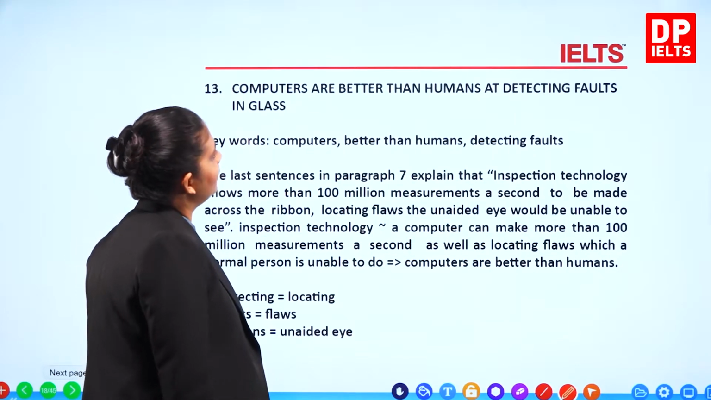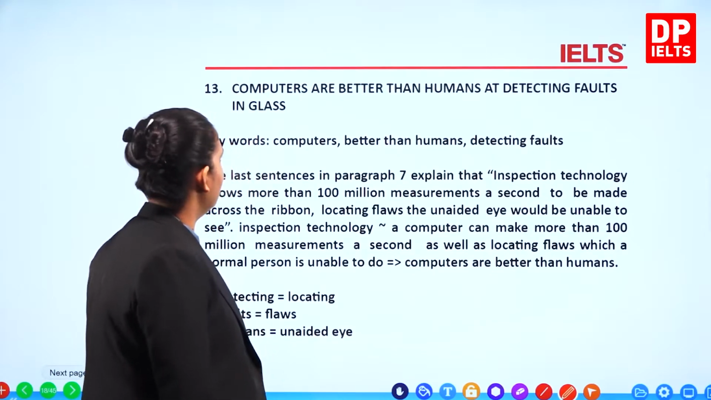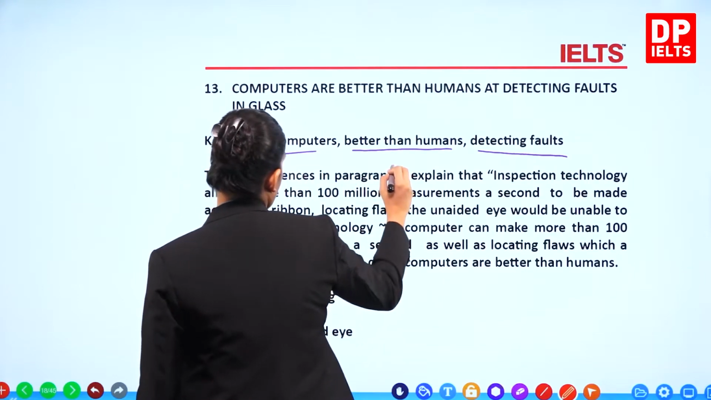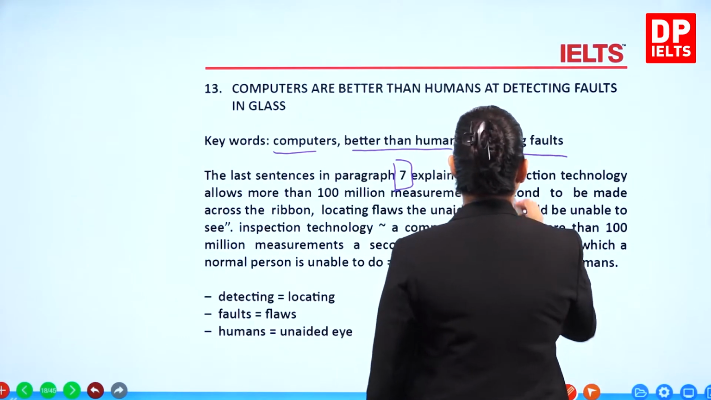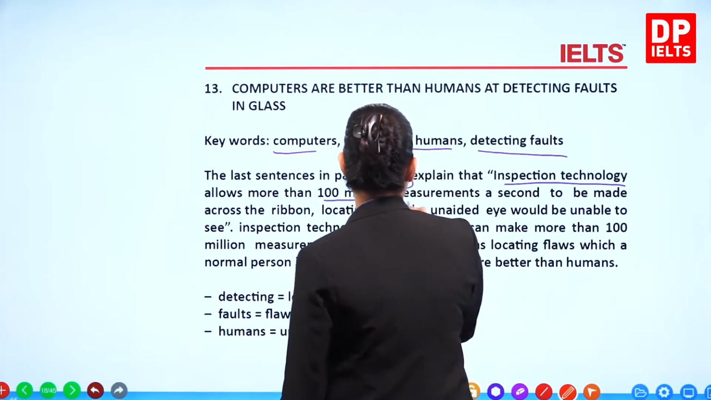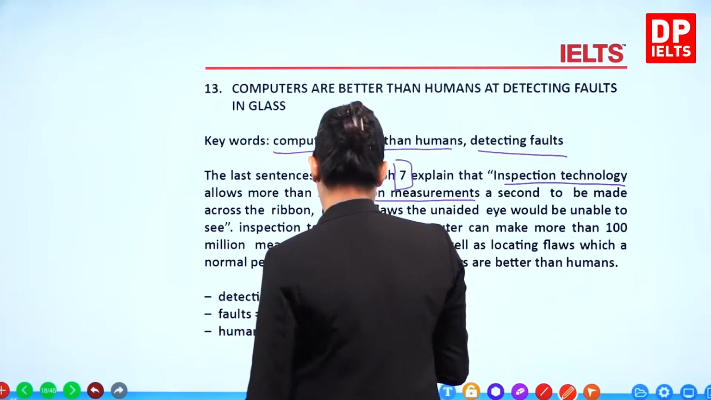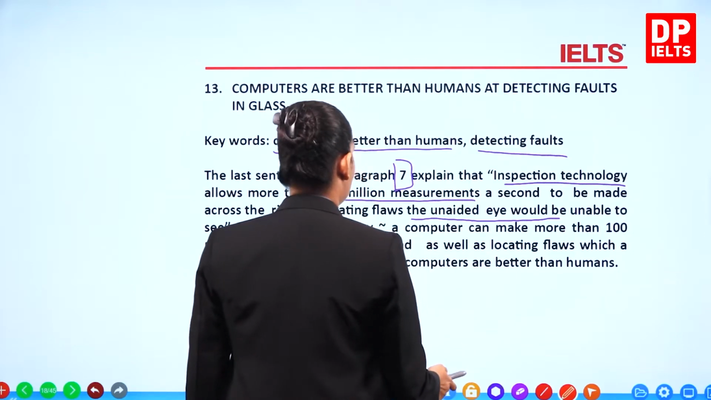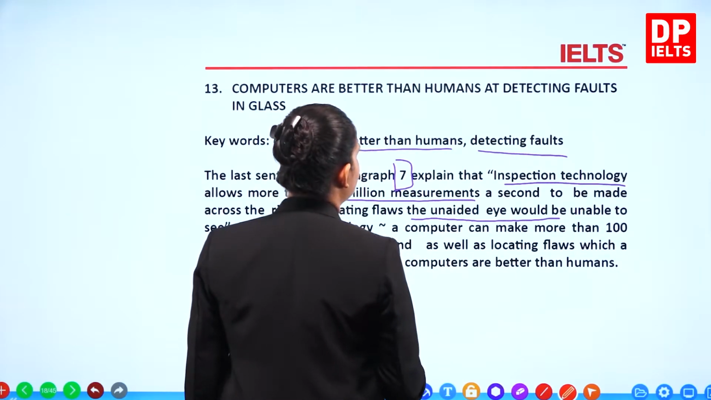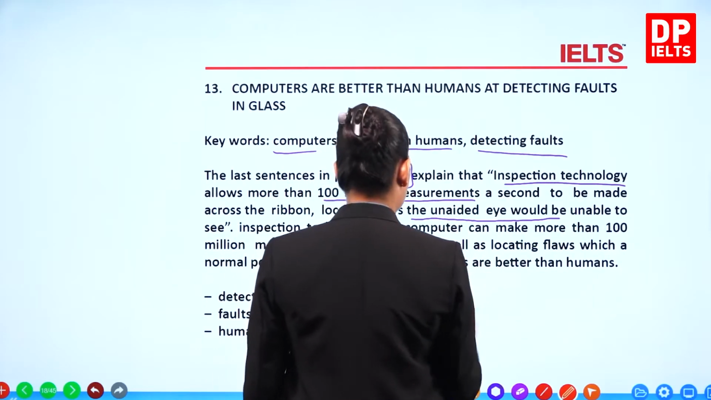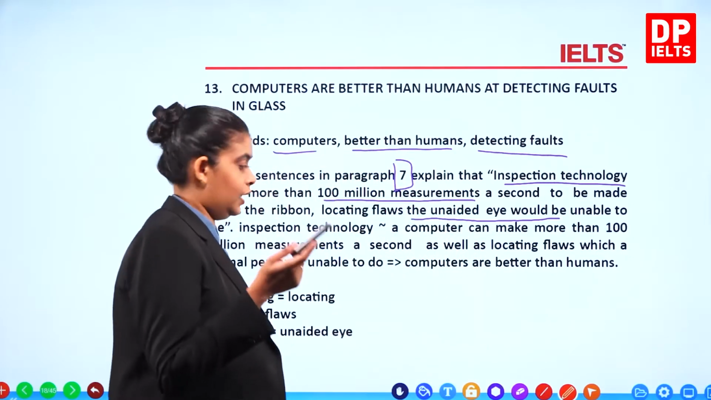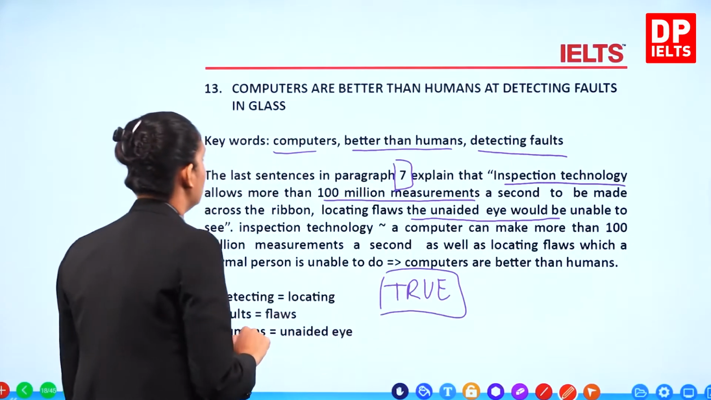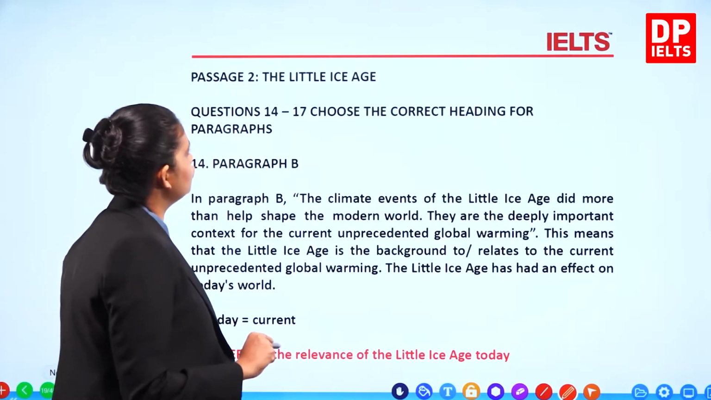13. Computers are better than humans at detecting faults in glass, right? So we have computers better than humans detecting faults. If you go to the last sentence in para 7, it explains that inspection technology allows more than 100 million measurements a second to be made across the ribbon, locating flaws the unaided eye would be unable to see. So having a look at it, where it says computers are better than humans at detecting faults, it says that it allows more than 100 million measurements, and it locates flaws that we can't see with the eye. So I would say definitely this is true. Okay, so that is your answer. So moving on, passage 2, the Little Ice Age.